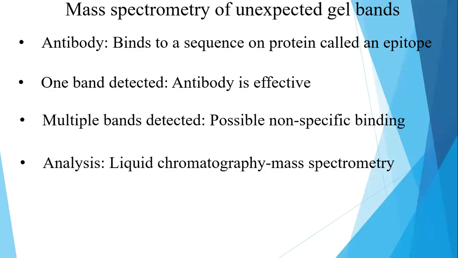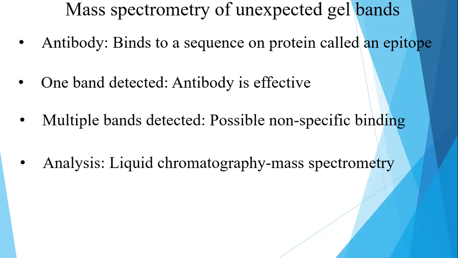And so we followed up our results of the Western blot with mass spectrometry of the unexpected gel bands. Typically, an antibody binds to a sequence on a protein called an epitope. That's a sequence that the antibody recognizes and binds to.